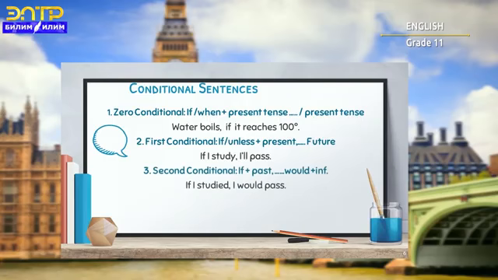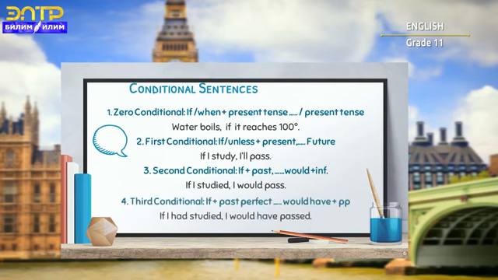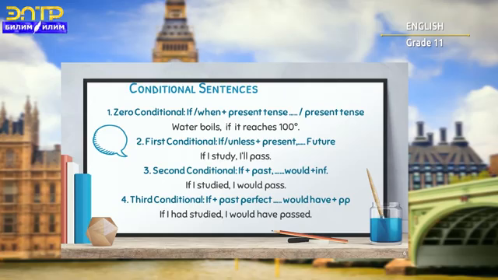Second conditional. If I studied, I would pass. The structure here is if plus past, then would plus infinitive. Third conditional. If I had studied, I would have passed. We use if plus past perfect, then would have and past participle. Let's look at each of these types of conditionals in detail.